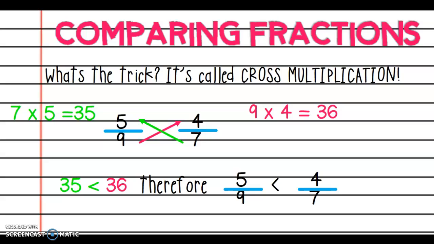It's called cross multiplication. Please write in these notes.